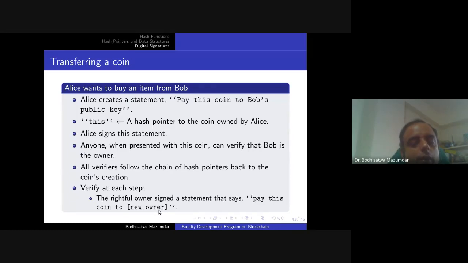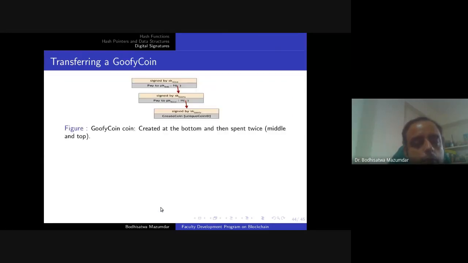Whenever a person wants to give that coin to person 2, he says pay this coin to the public key of person 2. So this new owner is basically the public key of person 2. So this is the diagram, signed by Goofy.